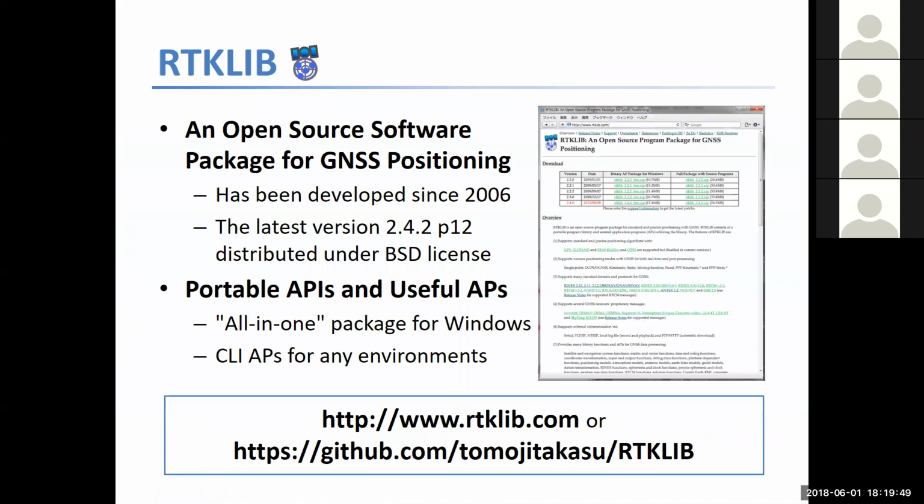Okay, let's move on to the RTKLIB practice. I'm going to introduce RTKLIB using 10 slides. RTKLIB is an open source software package for GNSS positioning. It has been developed since 2006 by Mr. Takasu. The latest version is 2.4.3, maybe beta 29 or something like that, distributed under the BSD license.